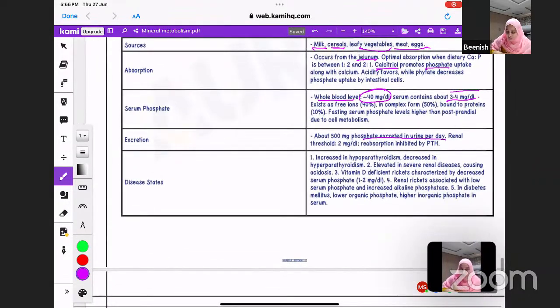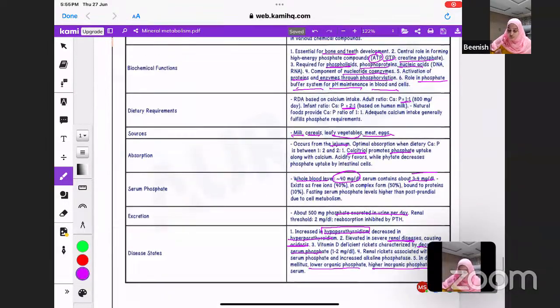And talking about the diseases associated with phosphate, it is increased in hypoparathyroidism, decreased in hyperparathyroidism, and elevated in severe renal diseases. So in case of any renal malfunction, your phosphate level is going to increase, causing acidosis. In vitamin D deficiency, rickets is characterized by decreased serum phosphate. So in case of rickets due to vitamin D deficiency, there is going to be decreased serum phosphate. And renal rickets is associated with low serum phosphate and increased alkaline phosphatase. And in diabetes mellitus, lower organic phosphate and higher inorganic phosphate are seen in the serum. So that was briefly about phosphorus.